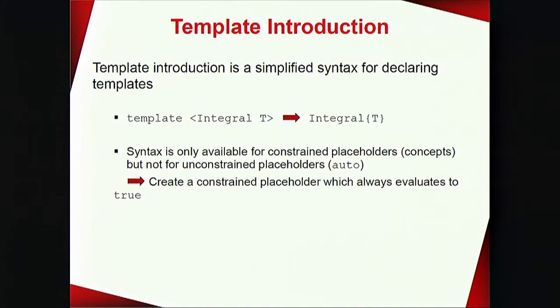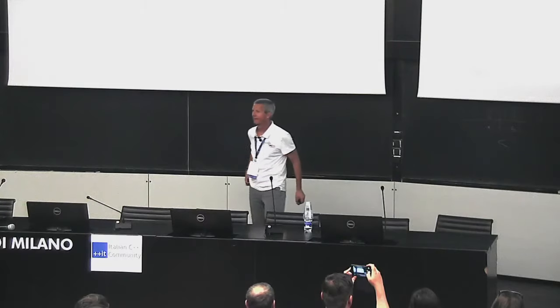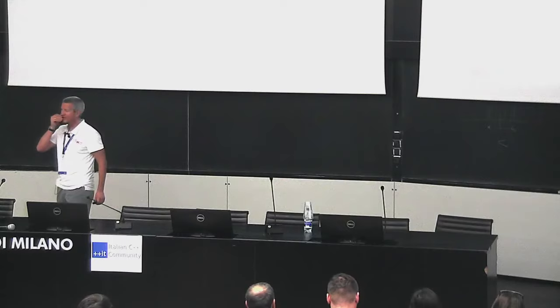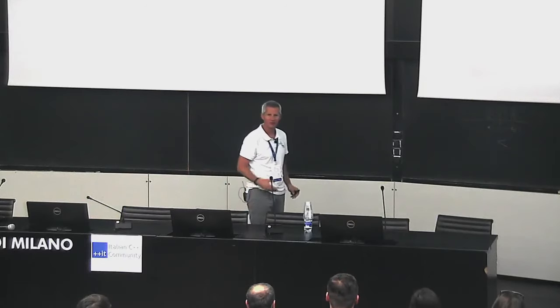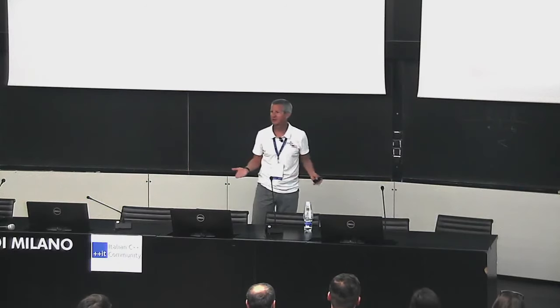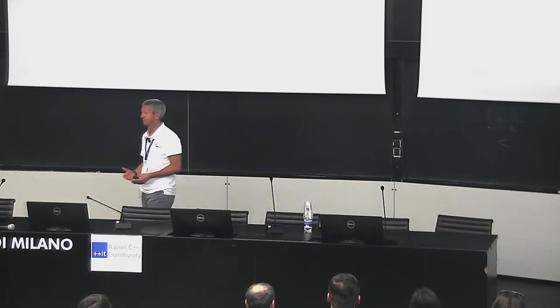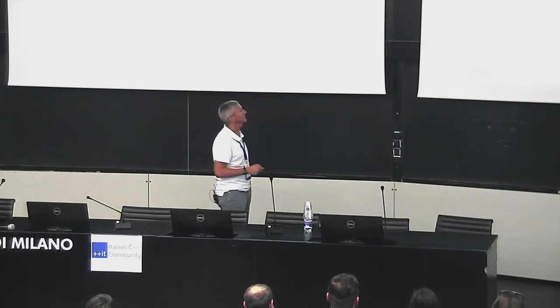The key idea is there's a new way to define a template. Instead of template integral T, you can just say integral T. This was the idea. And what I didn't like about this syntax is that it only works for constrained placeholders, but not for unconstrained placeholders, such as auto. You know what I don't like? Exceptions. And this is a new exception, because I have to remember it, I have to explain it. But actually this is not a strong requirement, you can overcome it.